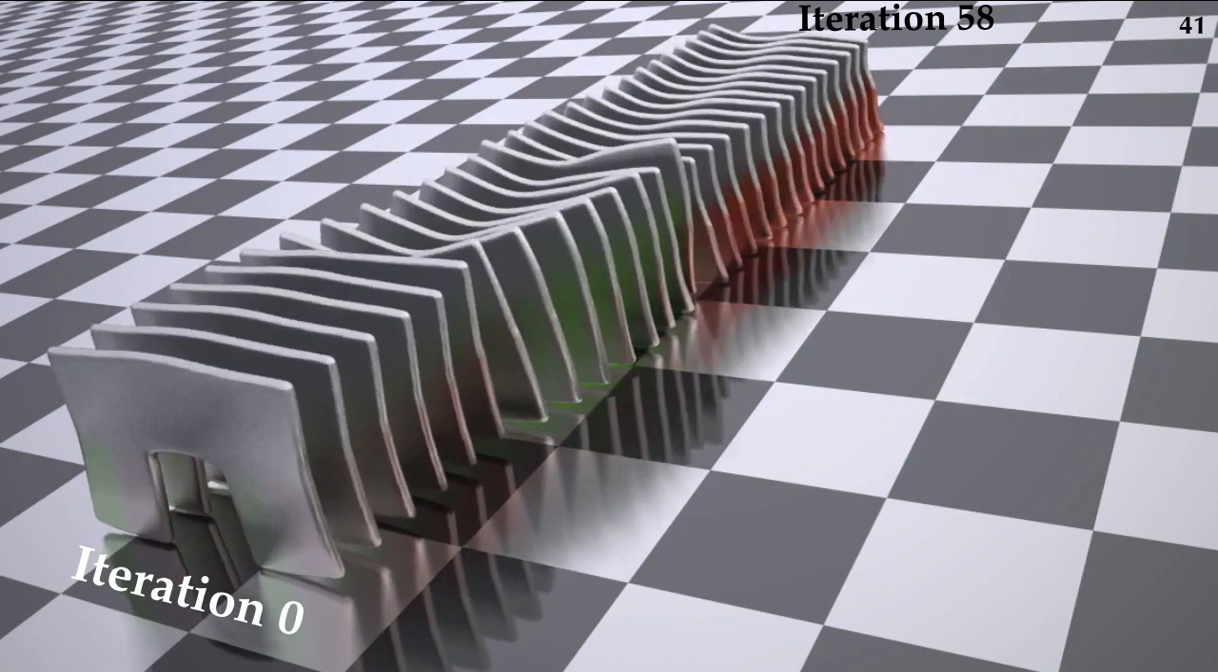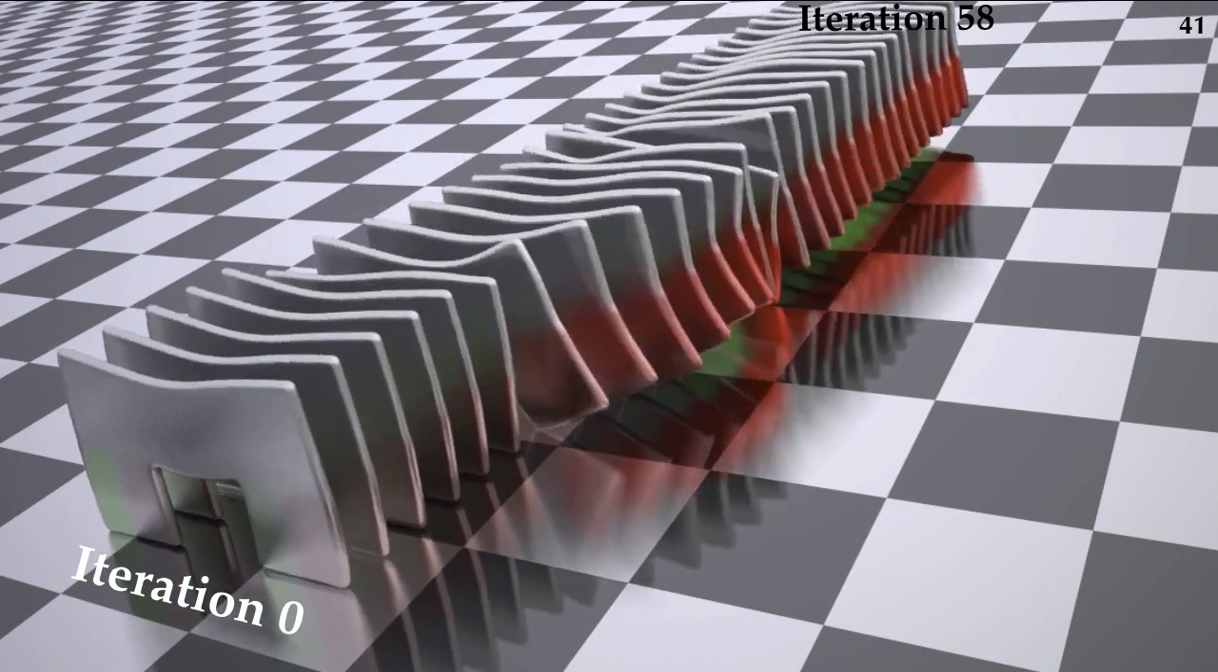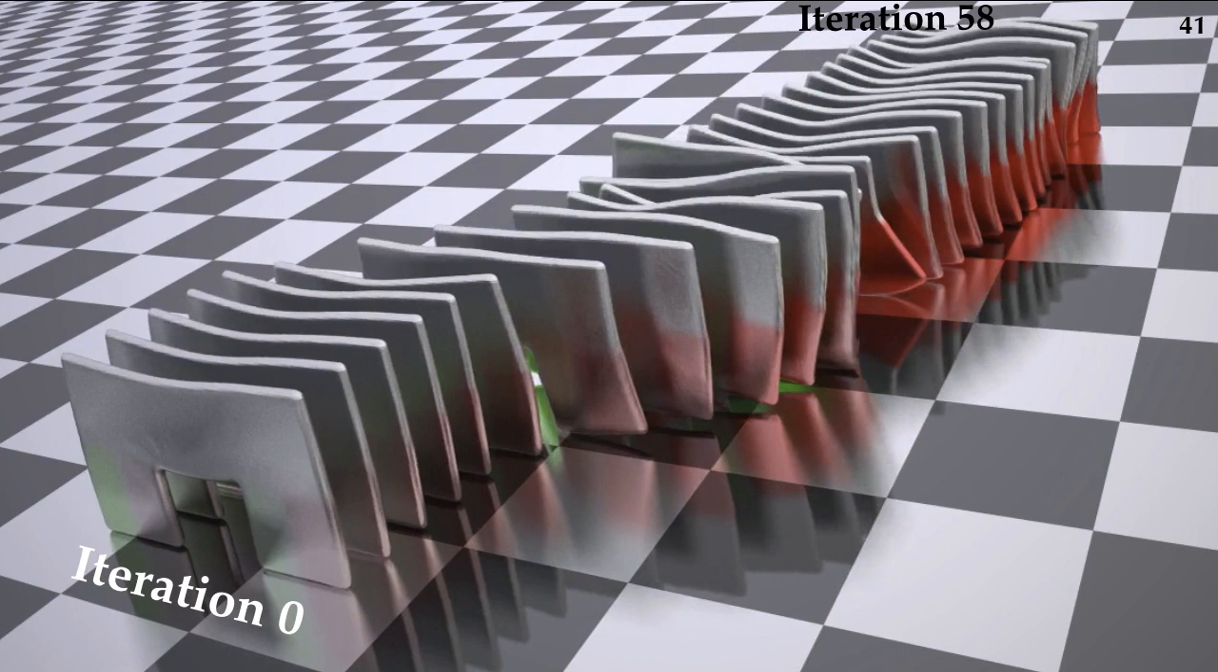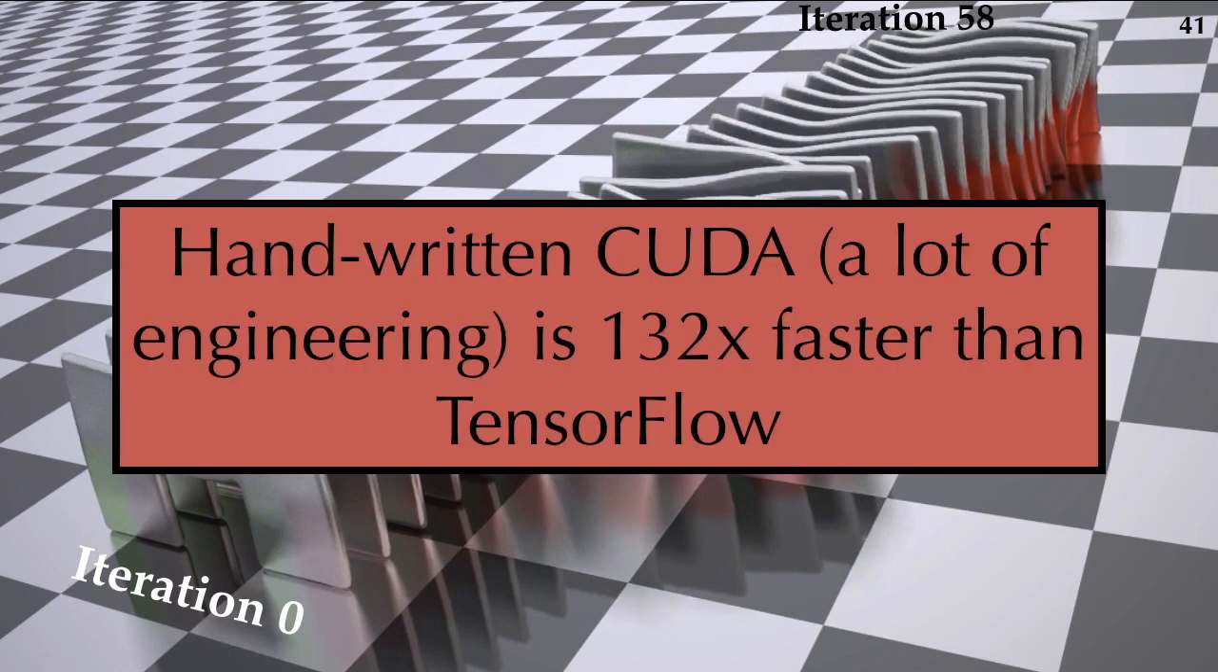So our conclusion in this work is that gradient descent really works, and the gradients can be really stable. And regarding performance, we find something very interesting, which is handwritten CUDA, which is a lot of engineering, actually runs over 100 times faster than other systems such as TensorFlow. So this is maybe not surprising, but a very important message during this work.